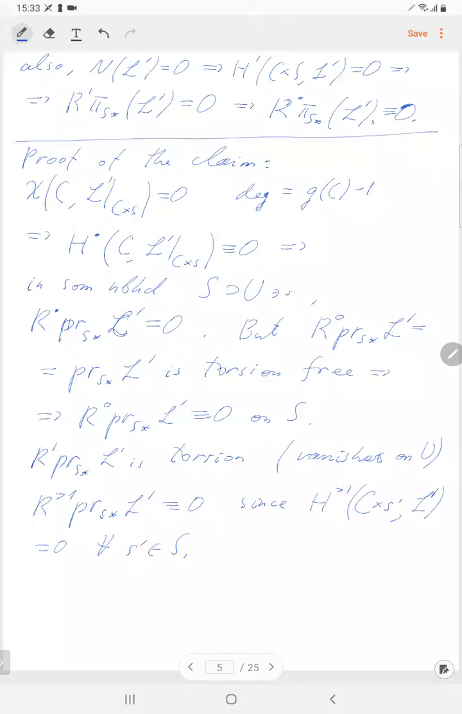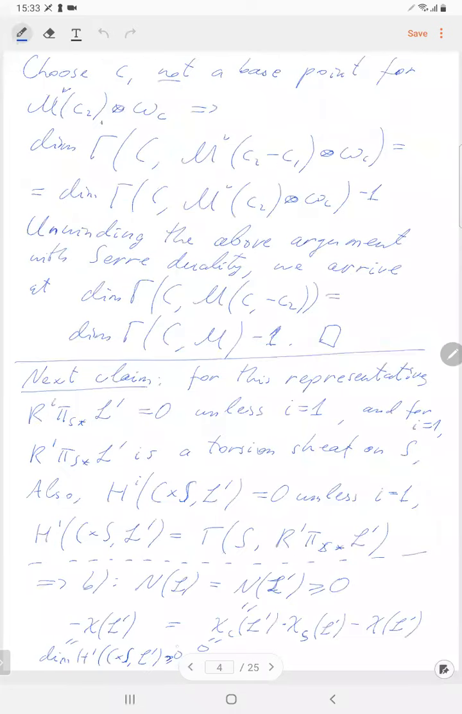Okay, so there we are, and if you remember what we're proving, we proved the first part, that the higher direct images only exist in degree 1, and in degree 1 we get a torsion sheaf on the curve S. Now we have to compute the global cohomology, and this is some very general claim. Maybe everybody knows or somebody knows.